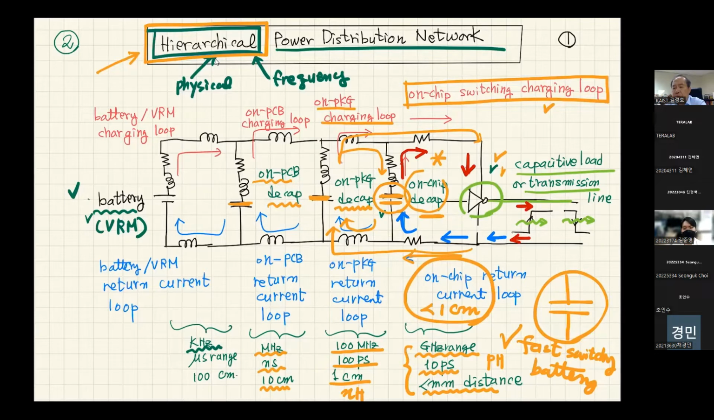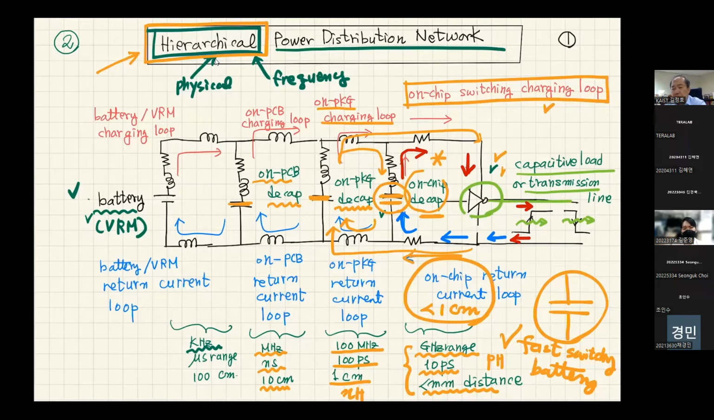Number three, we may have very different types of decoupling capacitors. Sometimes we put decoupling capacitors inside the chip, or sometimes on the package, on the PCB, or on the VRM. Number four, they are placed at different distances from the I/O circuit. The best is to put an infinite amount of decoupling capacitors as close as possible, but physically it is impossible. So we are approaching a hierarchical decap design.